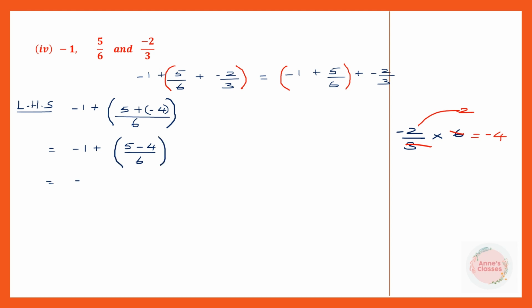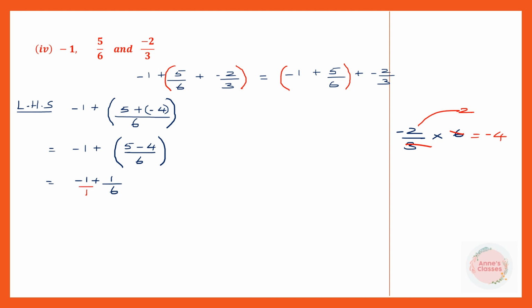So this will be minus 1. 5 minus 4 is 1. So that is plus 1 by 6. Now look at this one. This is just minus 1. And if we have to add it to this, let's give this the denominator 1. Minus 1 by 1.